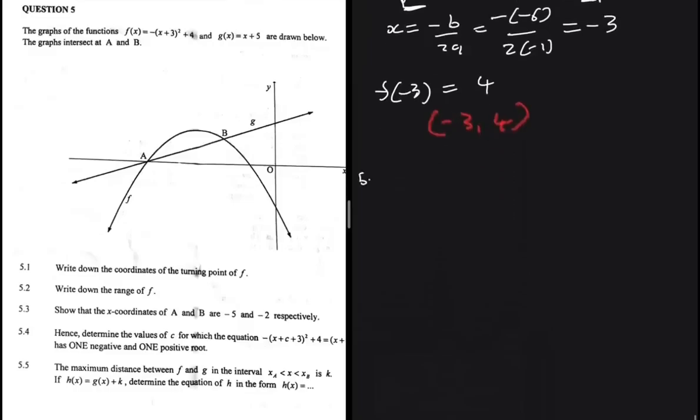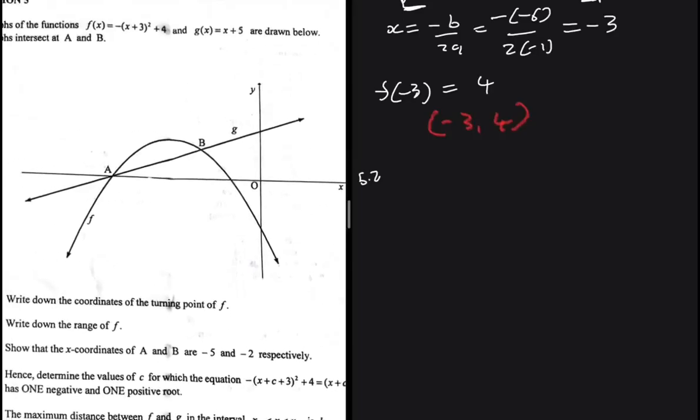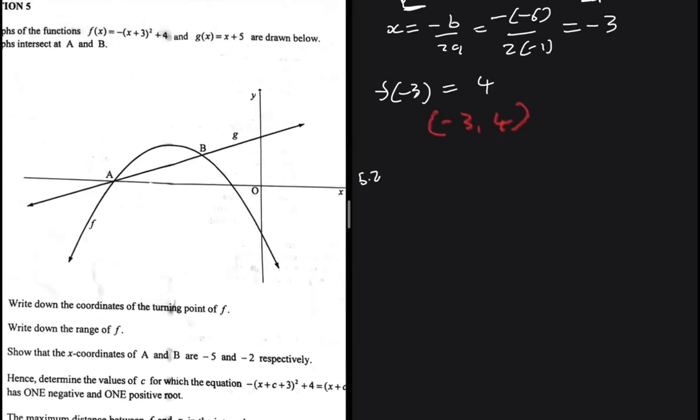And then 5.2, write down the range of f. So let's look at our function here. So we've already established that the y value here at the turning point is 4, right? And we can see that our graph never goes above 4. It just touches there at 4 and then it goes infinitely down, so to say, right? So we can say that y is less or equals to 4, right? For all the values of x, y is either 4 or less than that.